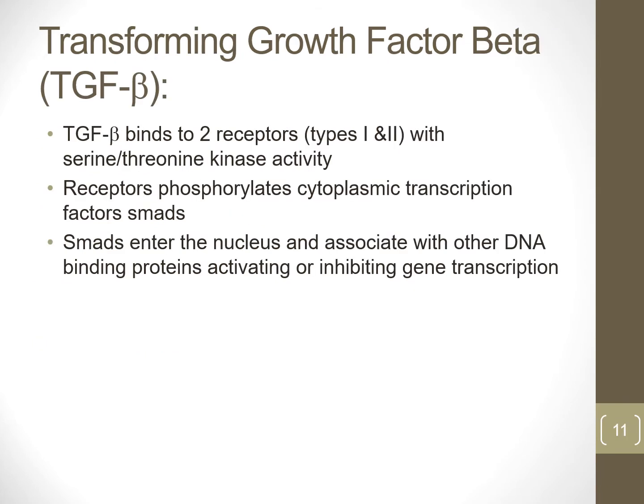One of the most important growth factors, and you will hear it a lot during the pathology courses, is transforming growth factor beta. Transforming growth factor beta binds to two receptors, type 1 and type 2, with serine-threonine kinase activity. We will talk about that later. Those receptors will phosphorylate cytoplasmic transcription factors, which are called SMADs. Those SMADs will enter the nucleus and associate with other DNA binding proteins. They will activate or inhibit certain gene transcription. They will activate some genes and they will inhibit other genes.